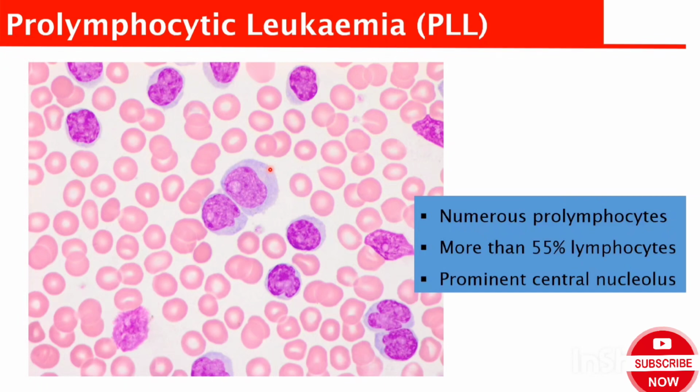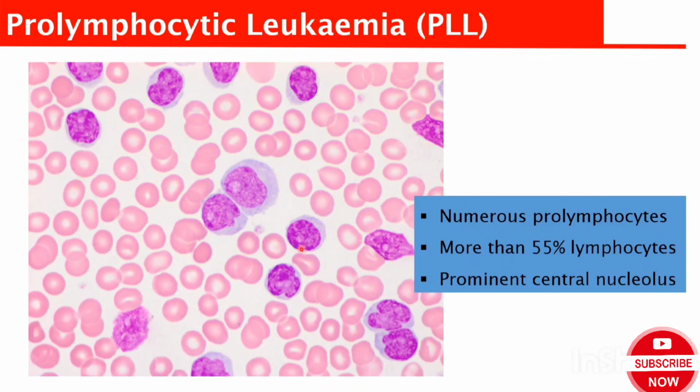So prolymphocytic leukemia means actually the stage before the formation of what? Lymphocyte. So prolymphocytic leukemia, which is generally known as PLL, again contains numerous prolymphocytes, which is what you can see here. So these are mainly prolymphocytes.